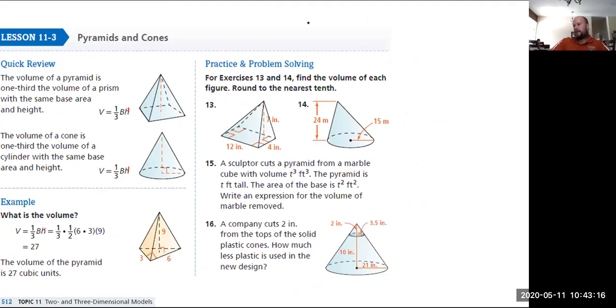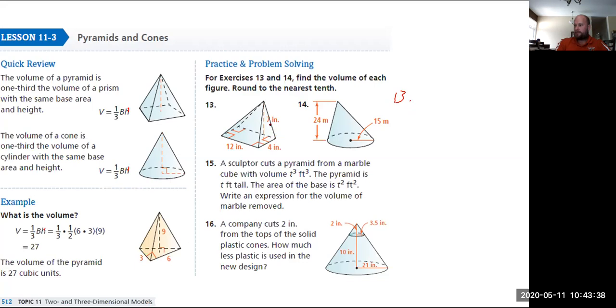All right, now number 13 and 14. Again, using the formulas that they gave us, 1/3 base area times height, we have to look at to see what is the shape of the base when you do this though. So for number 13, I'm gonna use some of this blank space off to the side. So I'm gonna do 13 here. I don't think I had enough room.